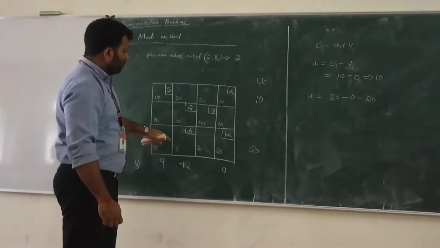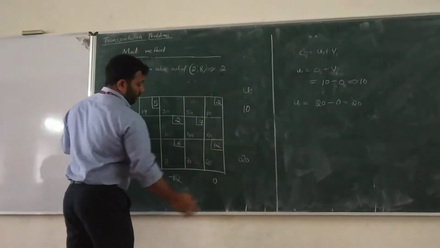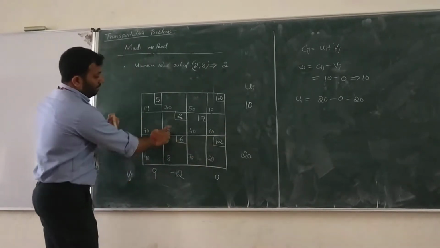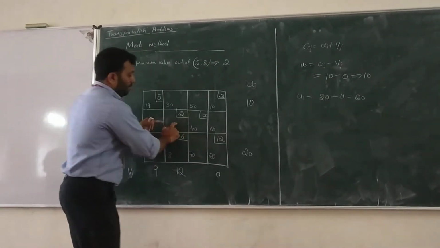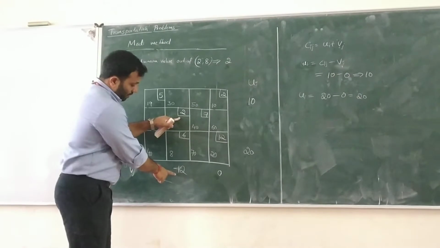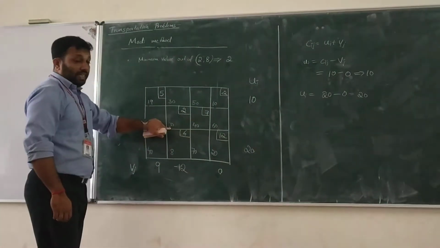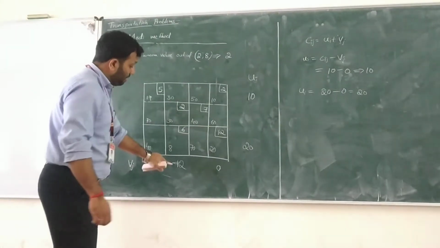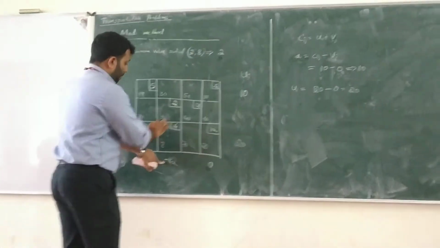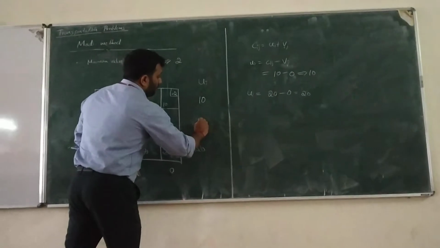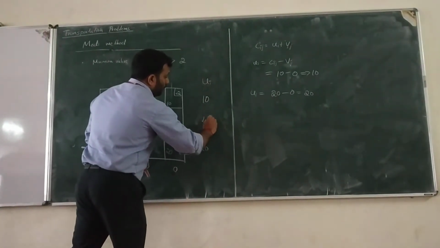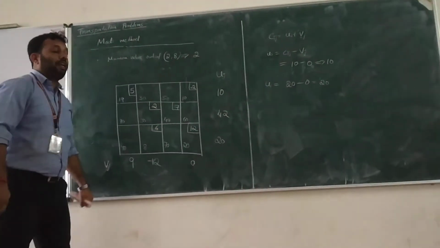Similarly, this Ui value you can find out. So here is the allocation. So this row, here we have the allocation, and here we have the value minus 12. So Cij 30 minus of minus 12. 30 minus of minus 12. So that is 42. 42 is my Ui value.